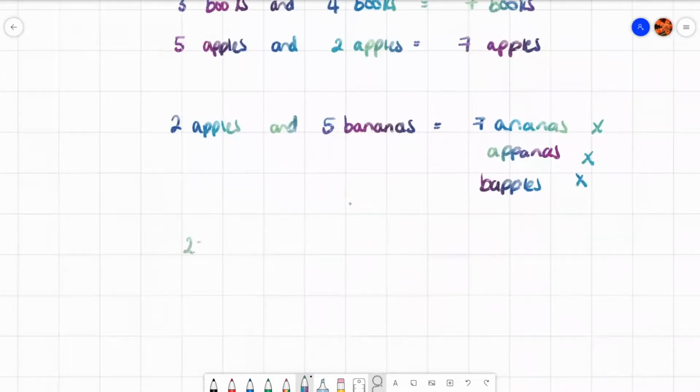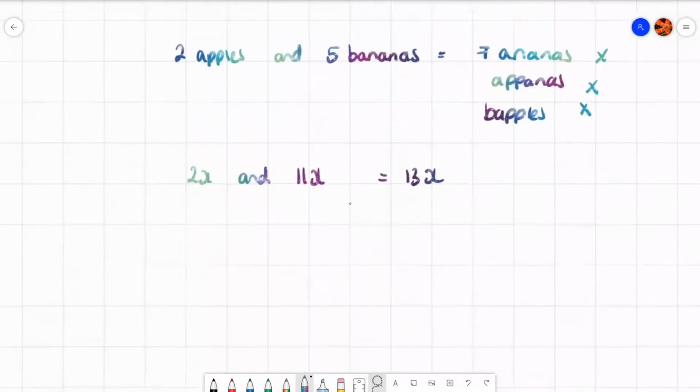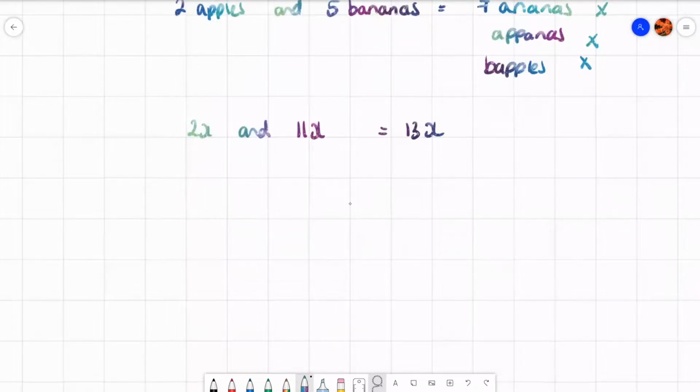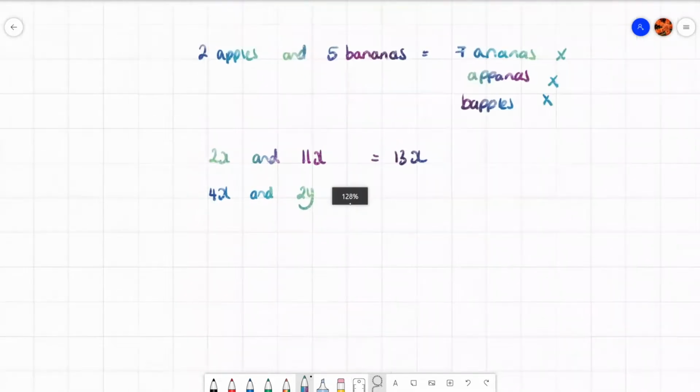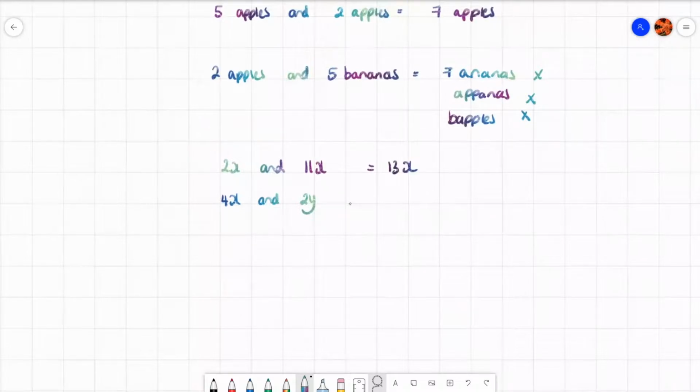I could add 2x and 11x together because they are the same. How many x's have I got then if I've got 2 and 11? I've got 13, haven't I? However, I can't add 4x and 2y together because they are not the same. That is the same situation as 2 apples and 5 bananas. Therefore, we can't add them together. So that's what like terms means. Adding and subtracting like terms is adding or subtracting the things which are the same, basically.